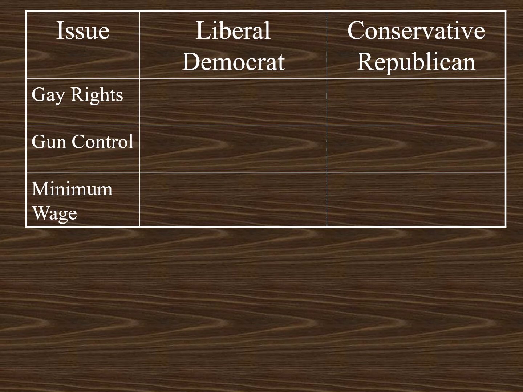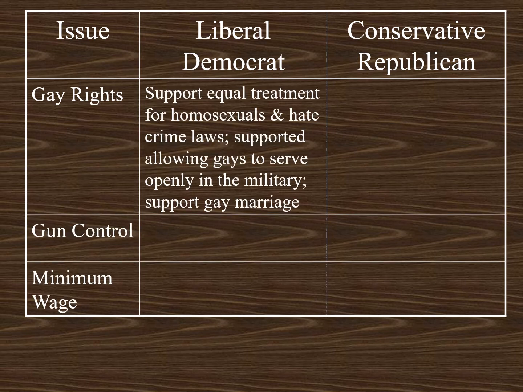Here are three more issues that divide Democrats and Republicans, starting with gay rights. Liberal Democrats support equal treatment for homosexuals under the law. For example, if a gay couple wanted to adopt children, they would support that. If someone was fired from their job because they were gay, they would say, hey, that's an unlawful firing. Liberal Democrats worked to try to make sure that homosexuals were allowed to serve openly in the military. That's changed now. Same with gay marriage. Liberal Democrats were the ones who pushed to try to legalize gay marriage.